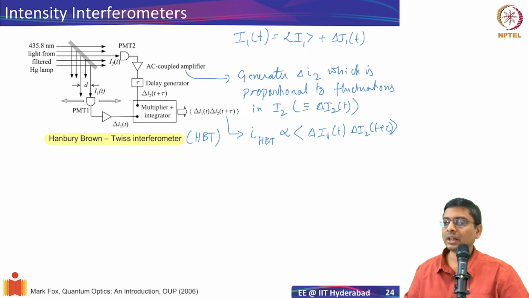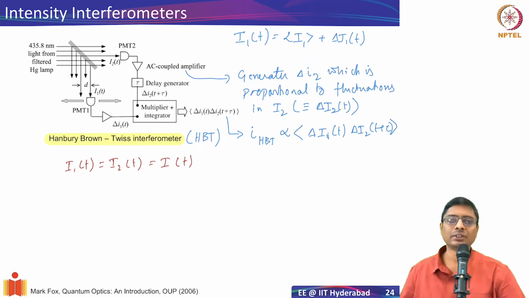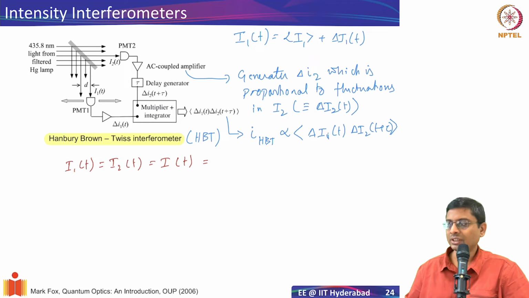Now let's see what happens. Let's say I have a scenario wherein I1 of t, the intensity incident on the first detector, is equal to I2 of t. So I have the same intensity incident, and I'll call it I of t. Essentially you have a 50-50 beam splitter. If you have a 50-50 beam splitter, you have this scenario, and this intensity is going to have some average value I, and then there is going to be some fluctuation delta I.